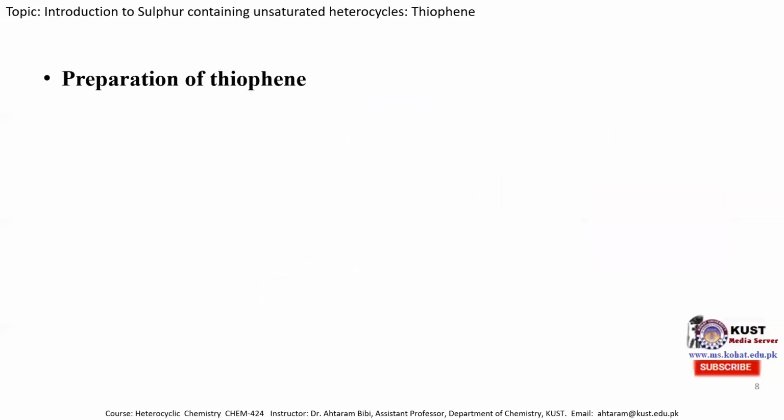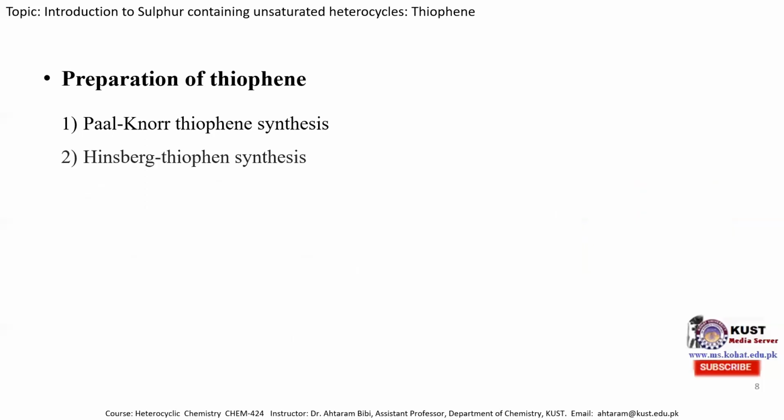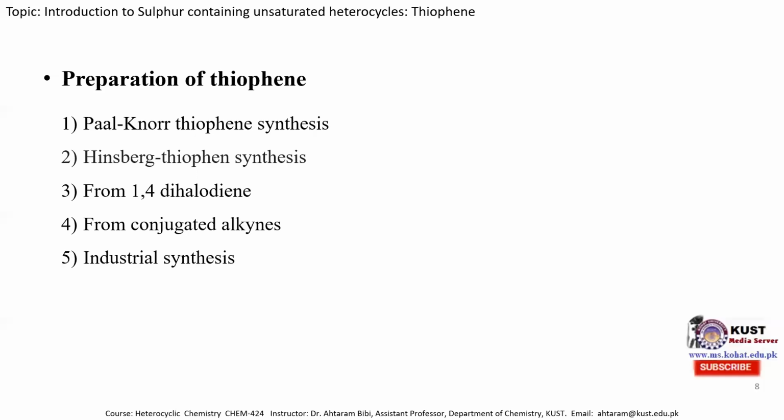Various methods are available for the synthesis of thiophene in the laboratory. I will discuss some of them. The first one is the Paal-Knorr synthesis, which is a well-known reaction for the synthesis of thiophene. The second one is the Hinsberg thiophene synthesis. We can also synthesize thiophene from the reaction of 1,4-dihalo dienes, and from conjugated alkynes. And industrially, there are several methods available for thiophene synthesis. I will discuss these synthetic methods one by one.